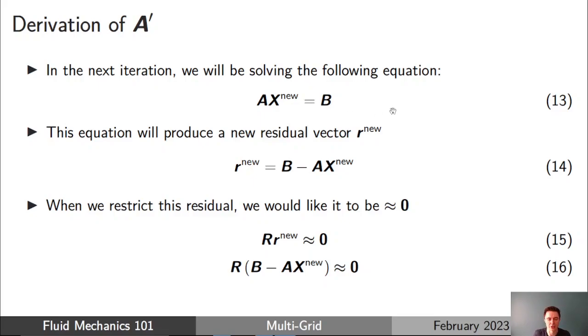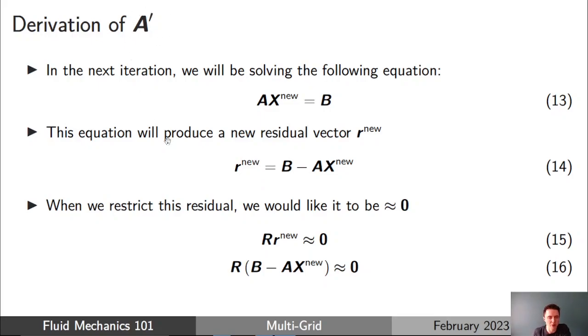The first thing we do is that we state that in the next iteration of the multi-grid algorithm, we will be solving this new matrix equation: A x nu is equal to b. x nu will be the updated solution vector x. And when we solve that updated equation, that's going to produce a new residual vector in the same way that we are in the current iteration. We're going to have r nu.